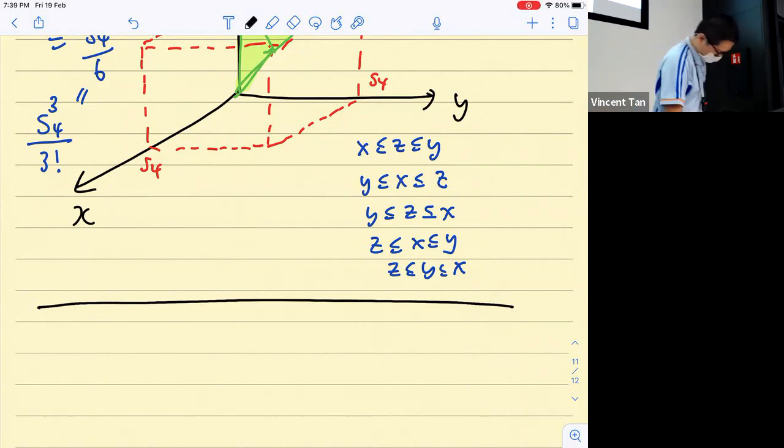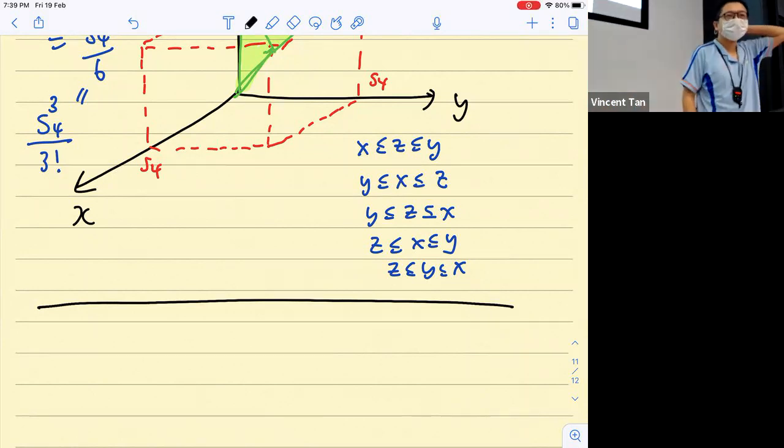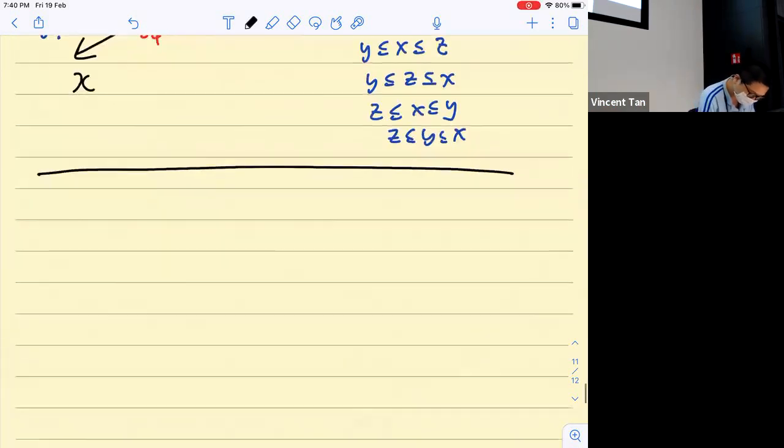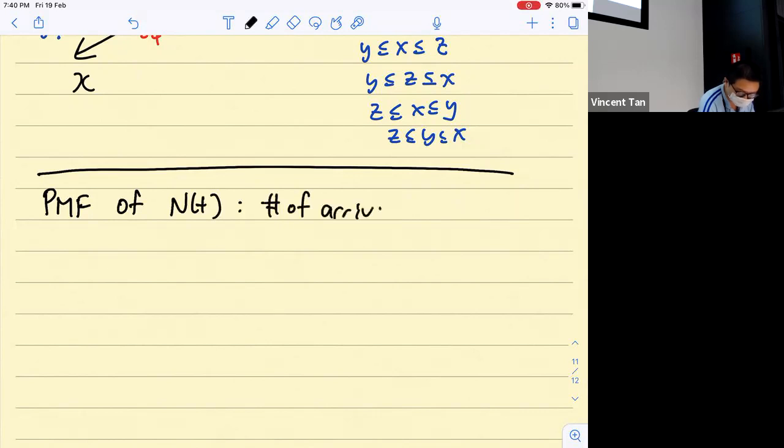Okay, great. So what is our agenda now? Our agenda now is to prove the distribution of NT, the counting process at time t. The PMF of NT. Recall that NT is the number of arrivals up to and including time t. So, theorem.